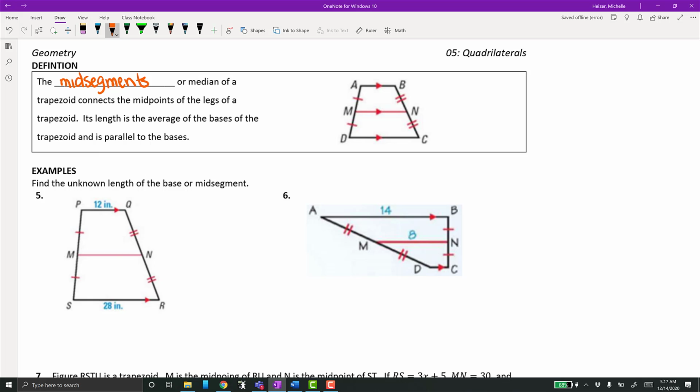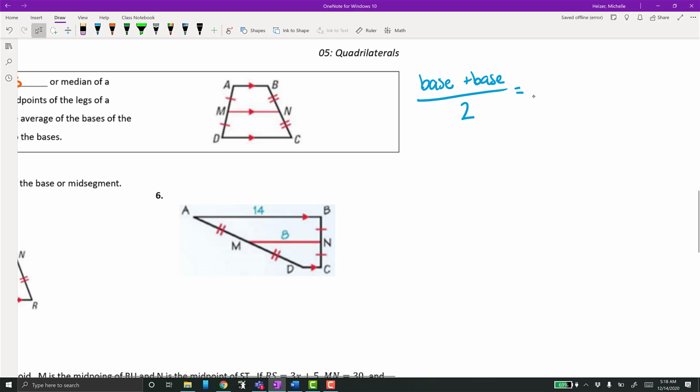Okay, so that means that point M here is a midpoint and point N is a midpoint. So it's dividing everything perfectly in half. To find the length of that midsegment, you're averaging the bases, which means you're going to go base plus base over 2, because you're averaging, right? To average means to add them and divide, and that will equal your midsegment.